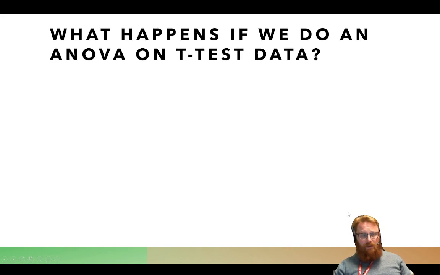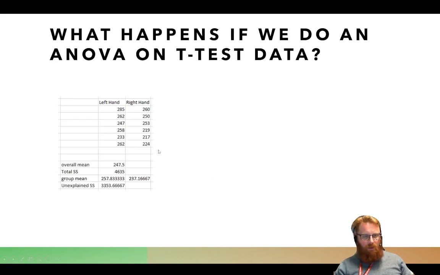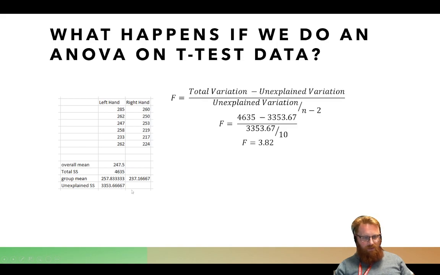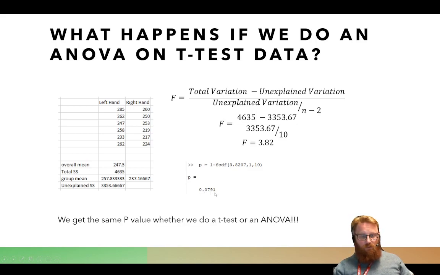Okay, now let's do it by an ANOVA. All right, so here's our left hand, here's our right hand, here's our overall mean, here's our total sum of squares, here's our unexplained sum of squares. We plug these in. Again, we divide it by n minus 2. We get an F value of 3.8. It's different than our t value. But we do the same thing. We ask the software, what is the probability of getting an F value of this size or larger? And we get 0.0791. It's the exact same p-value we got whether we did the t-test or the ANOVA.